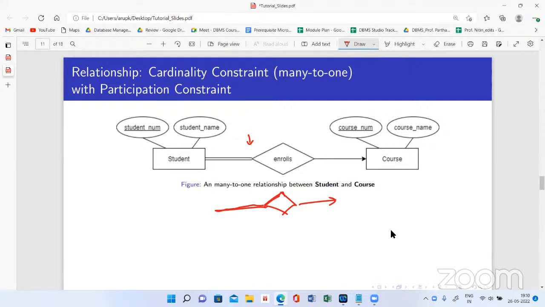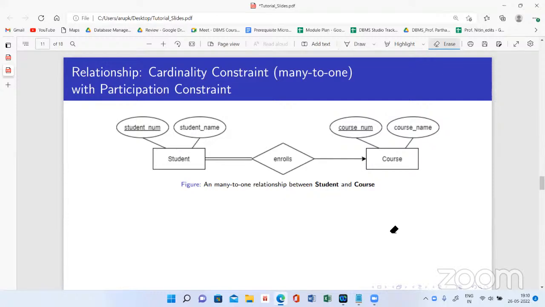It's a full participation, meaning a student must enroll for at least one course. That's what this double line says. I cannot say a student is not enrolling for any course. A student must be enrolling for at least one course. But the arrow says a student can enroll for at most one course. That means a student can enroll for exactly one course. The participation constraint is defined like this, right?